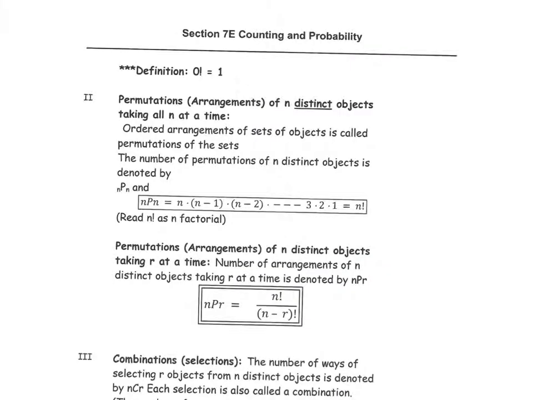One important thing to remember is the definition of 0 factorial. It almost seems like it should be 0, but it's not equal to 0. 0 factorial is equal to 1.